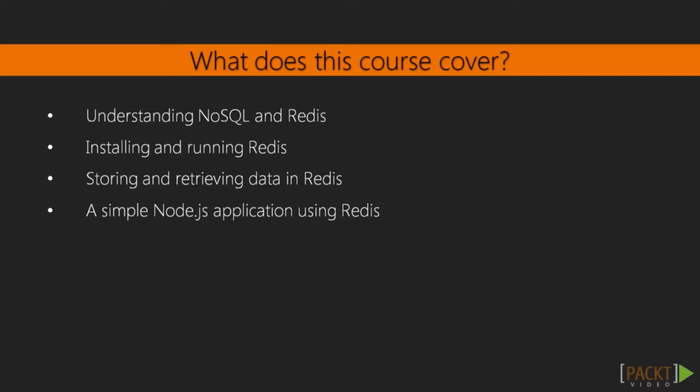In this course, we're going to learn, as I said, a little about NoSQL and what Redis itself is and how it works. We're going to learn how to install and run Redis. We're going to learn about storing and retrieving data in Redis using the command line interface and the various data structures that Redis offers you. And then we're going to create a simple Node.js application that uses Redis as a cache for accessing Twitter queries.